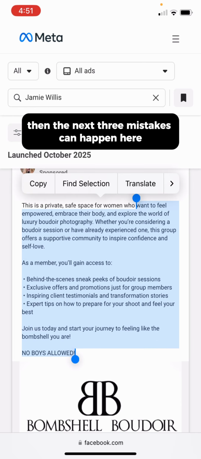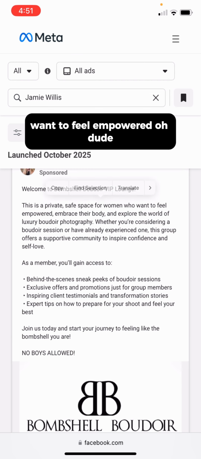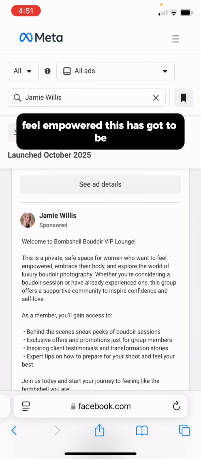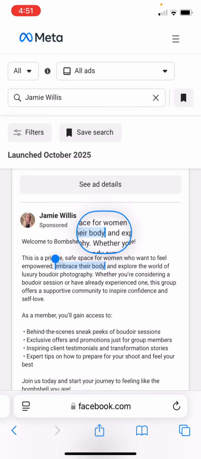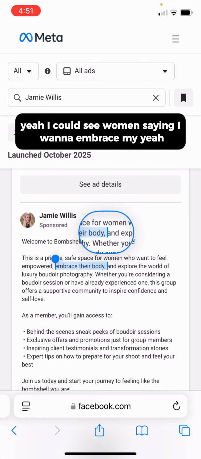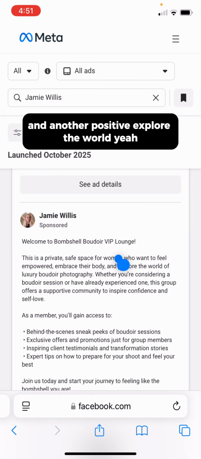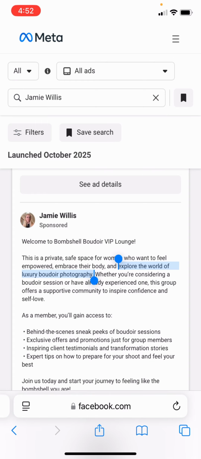Then the next 3 mistakes can happen here in the body copy, but let's see what you got here. I want to feel empowered. Oh, dude, exactly what I was saying for the positive. Feel empowered. This has got to be in the see more headline. Embrace their body. Yeah, I could see women saying, I want to embrace my body. That's got to be in the see more headline. And another positive, explore the world. Yeah, that's got to be a see more headline, if it's all actually been tested good.